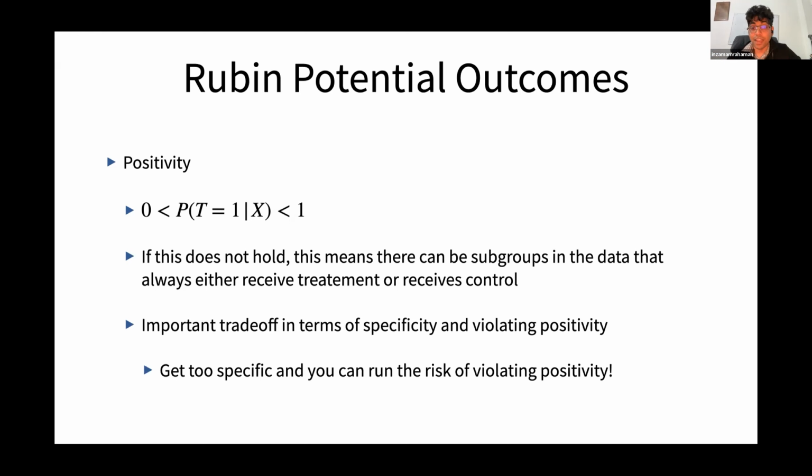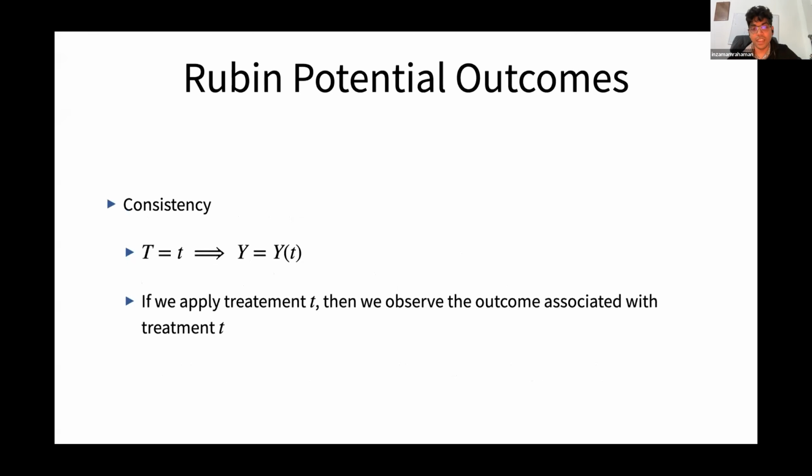But the problem is that if you get super precise, you end up at the point where you can risk actually violating positivity. So it's like there's this trade-off you have between being specific and actually ensuring positivity is maintained. There's this trade-off there, right? There's also consistency, which basically says that if we apply a treatment, we observe the outcome associated with that treatment.